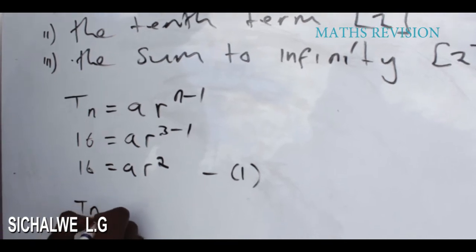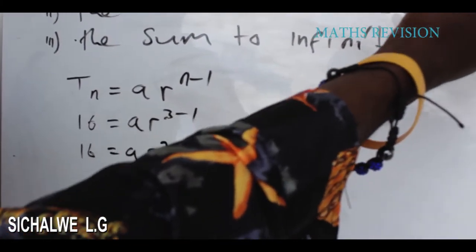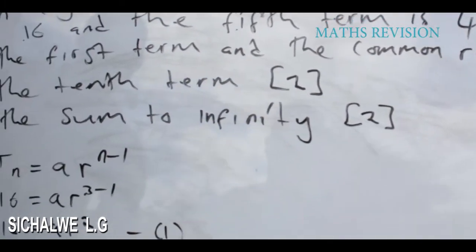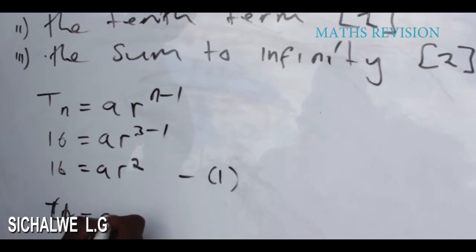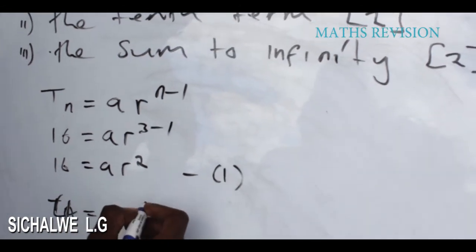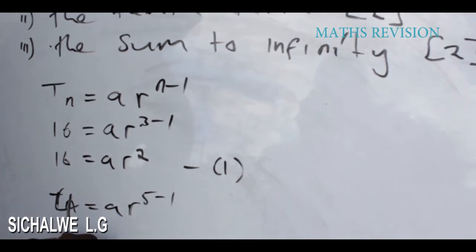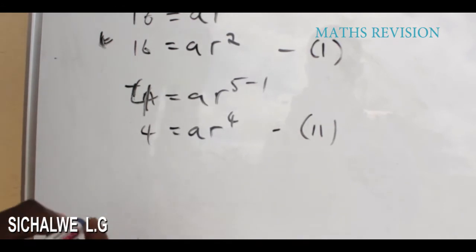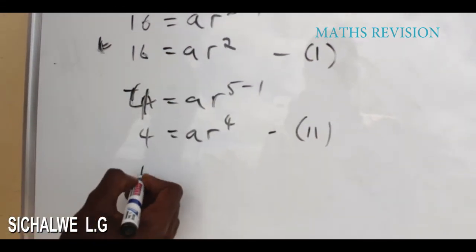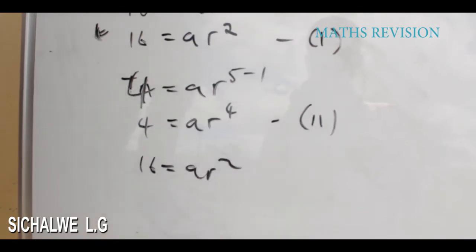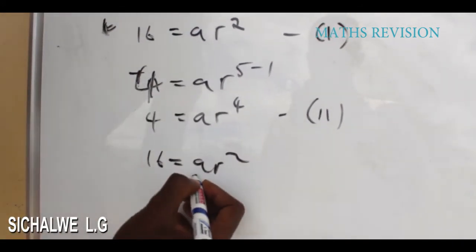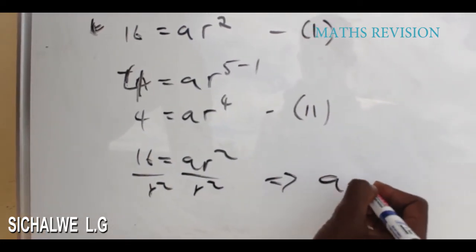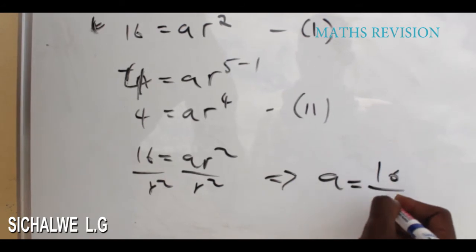We can come up with the second equation for the fifth term, which is 4. So we say 4 is equal to AR to the power 5 minus 1, and we have 4 is equal to AR to the power 4. This is our second equation. We use the first equation to find A by dividing by r squared, and we have A is equal to 16 over r squared.